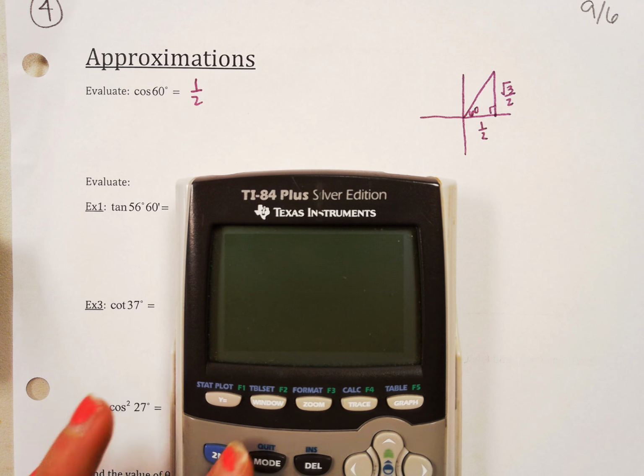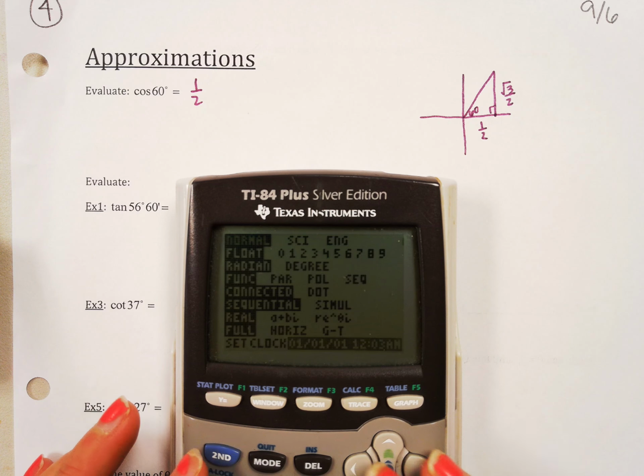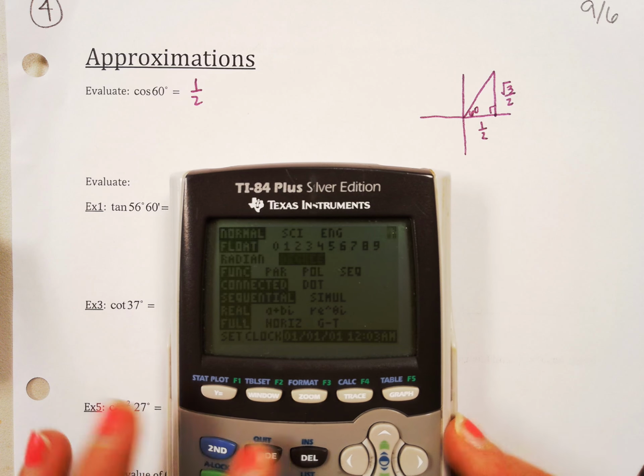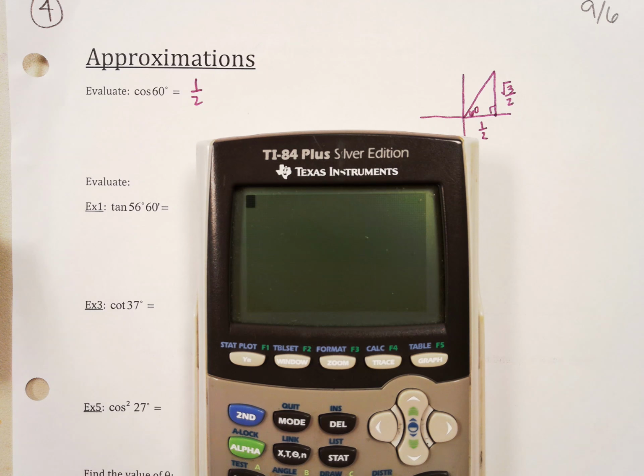Now we can check that in our calculator. You have to make sure that you are in the right mode. Right now I'm in radian mode, and I want to make sure that I'm in degree mode, so when I evaluate it, I'm actually getting the correct ratio. If I type cosine of 60, I get 0.5, which is my 1/2.